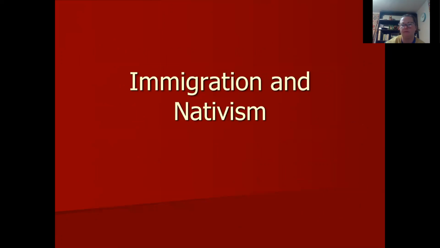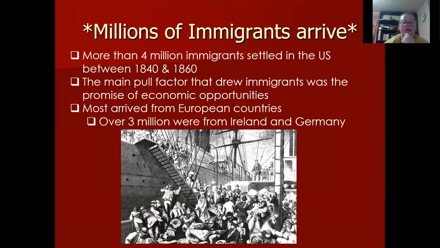All right, so let's talk about immigration and nativism. Immigration to the US greatly increased in the 1800s, with the promise of economic opportunity being the main pull factor. That's what's pulling them in. More than 4 million immigrants settled in the US between 1840 and 1860. We see those stars, so I need to know this: the main pull factor that drew immigrants was the promise of economic opportunities.